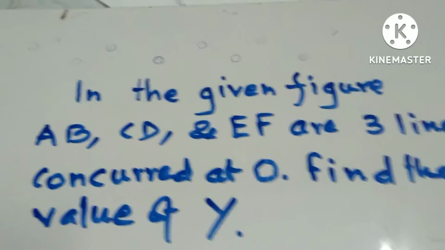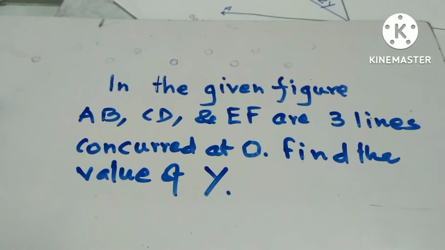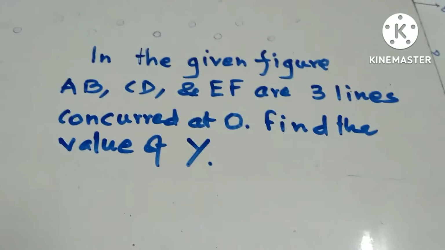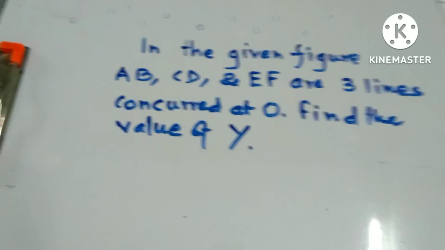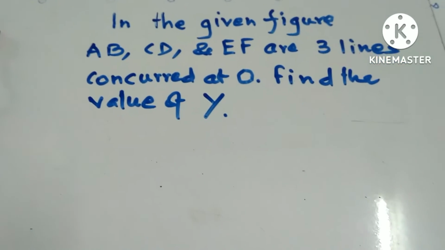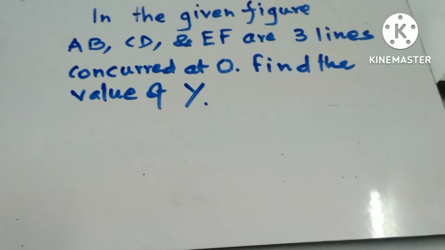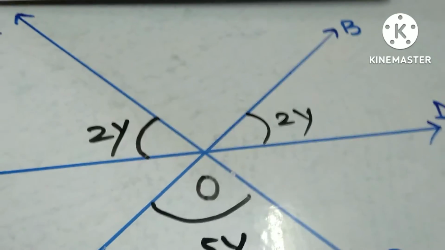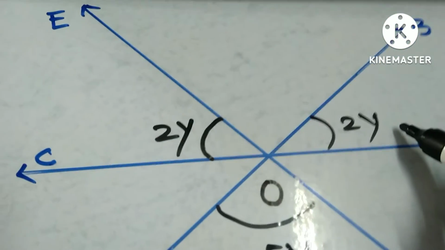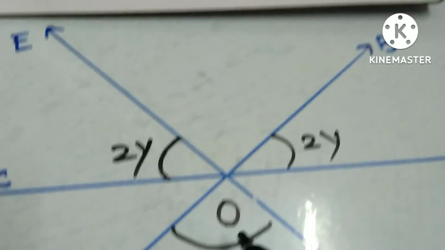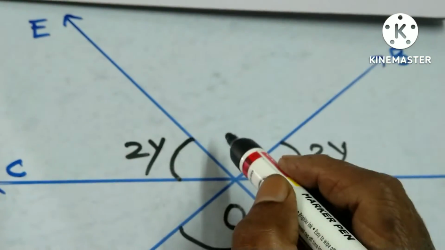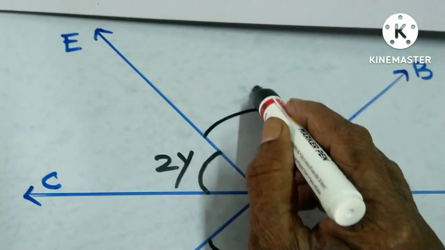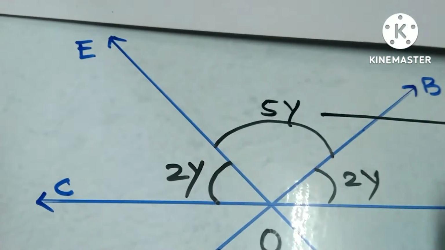Here. The question is, you have already seen the question. In the given figure, AB, CD and EF are three lines concurrent at O, find the value of y. So, it is 2y in the question, and it was 5y in the question. It was 2y, the question given. In the diagram it was given and we have to find the value of y. You see here, this is 5y, so this also will be 5y, and y.